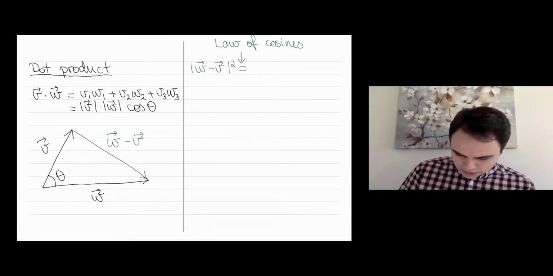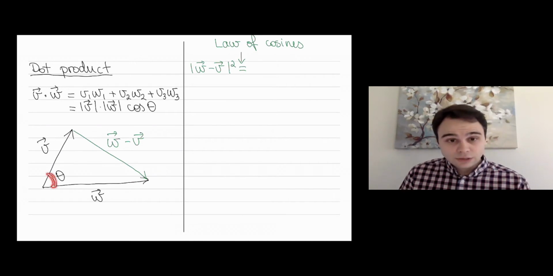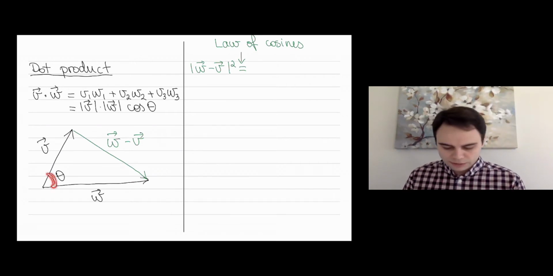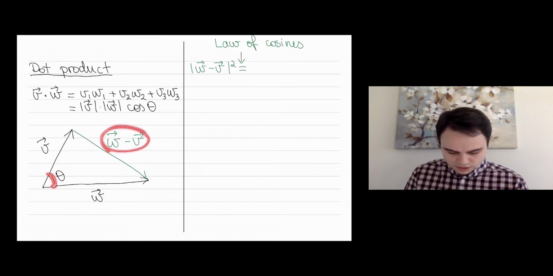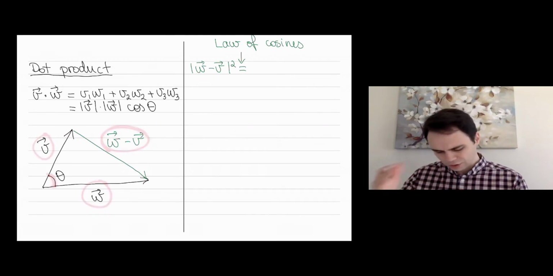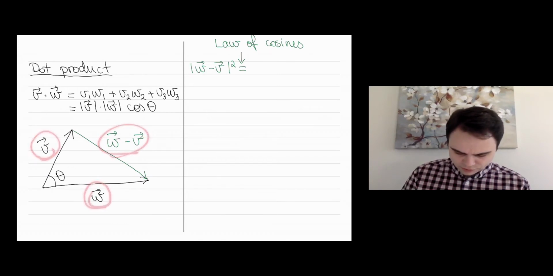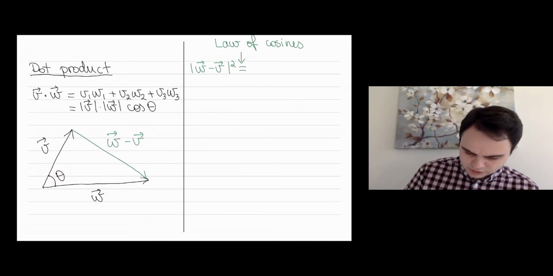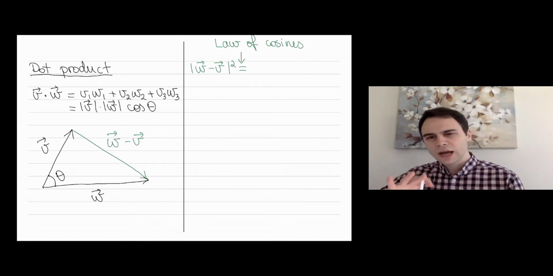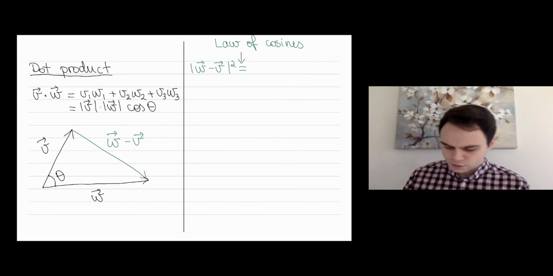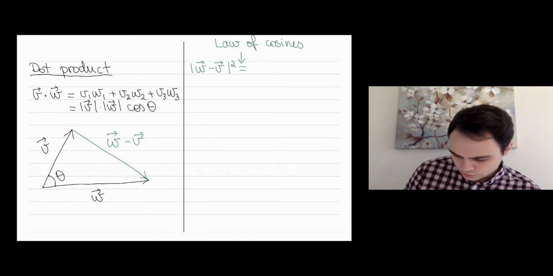And the law of cosines is basically a generalization of Pythagoras' theorem. So if this angle over here was 90 degrees, Pythagoras would tell me that this squared is equal to this squared plus that squared. I should have said lengths everywhere. This length squared equals that length squared plus that length squared if this angle was 90 degrees. So the law of cosines adds a correction term for the cases where the angle is not 90 degrees, and this correction term involves the cosine.